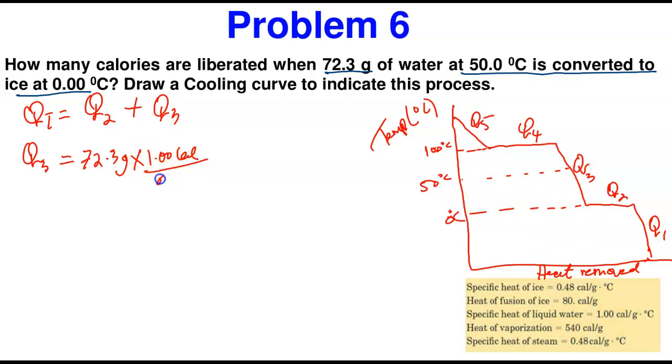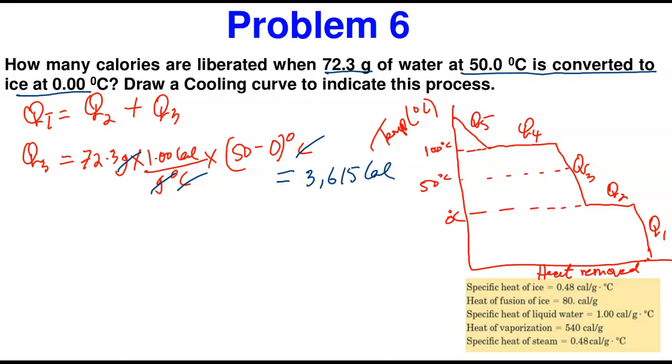Liquid water is going to be 1.00 calories per gram per degree Celsius times, we're going from 50 to 0, so it's going to give us 50 minus 0. Of course, it's in degrees Celsius. And if you remove your unit, whatever you're going to have is 3,615 calories. That's what we have in this process.